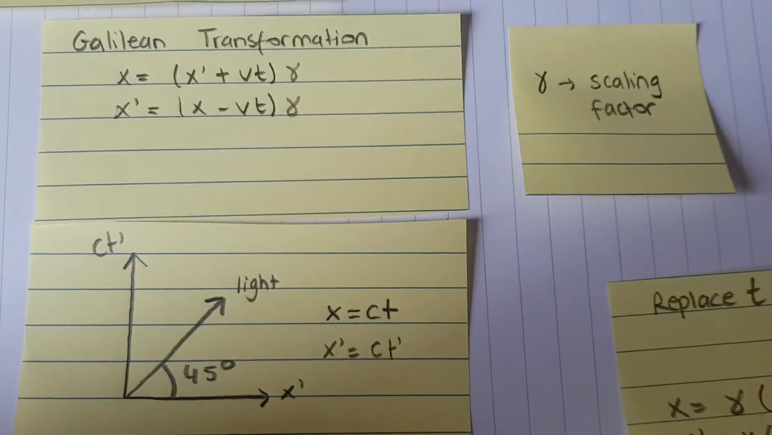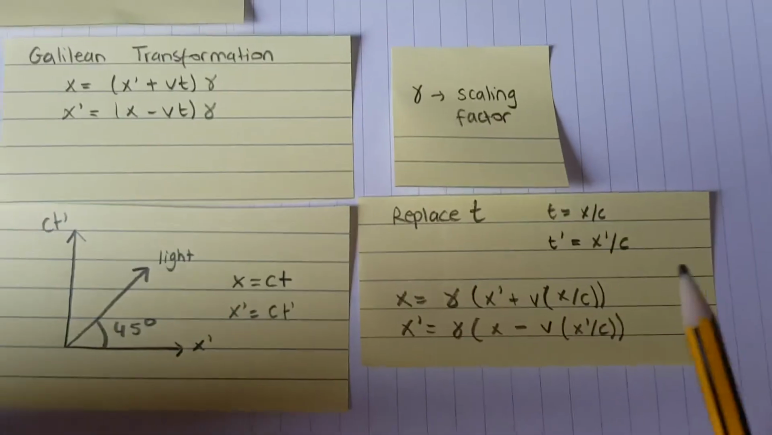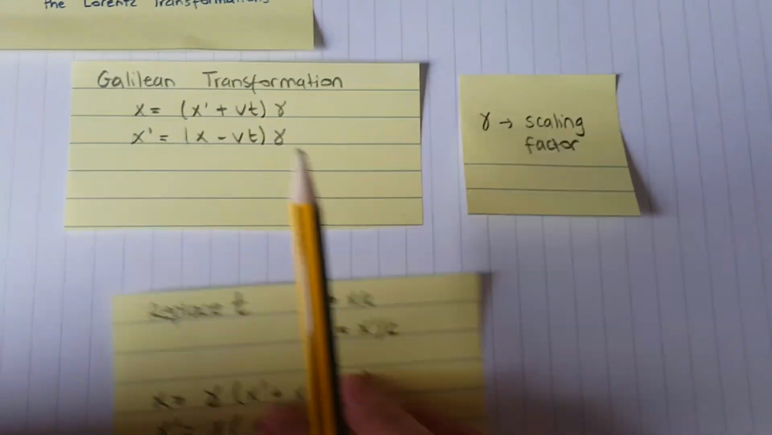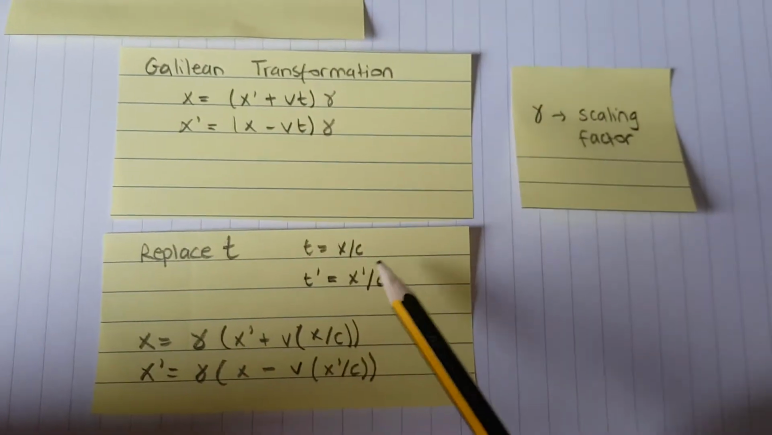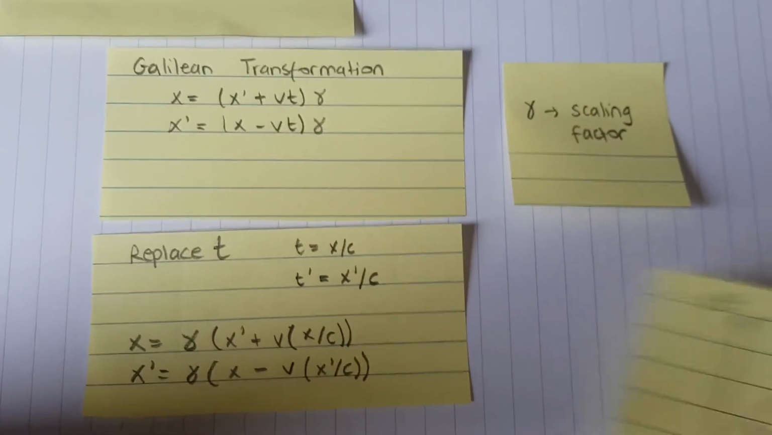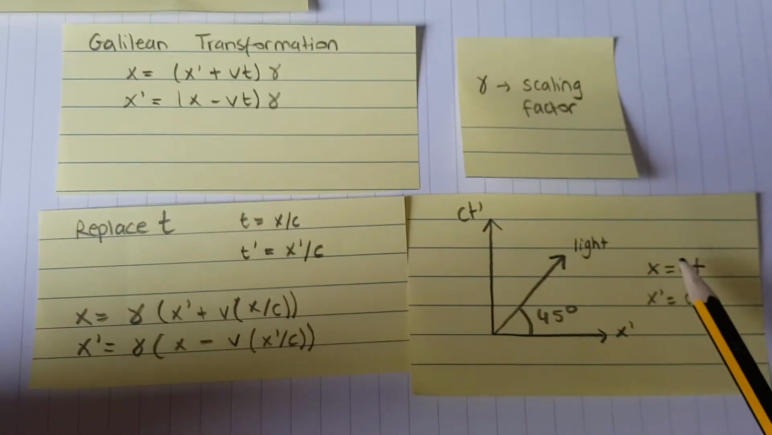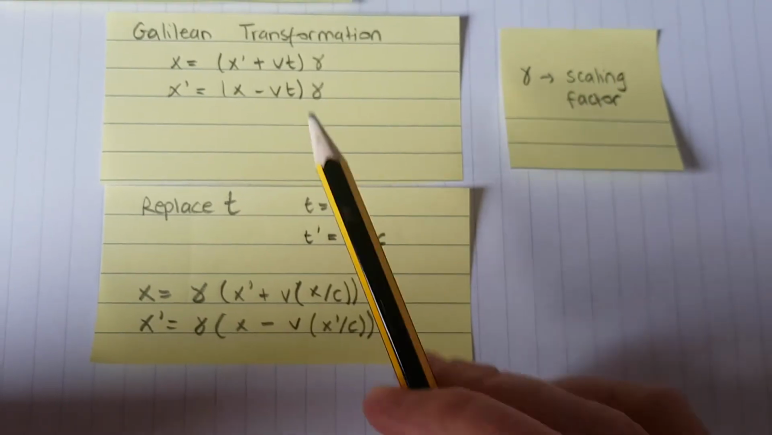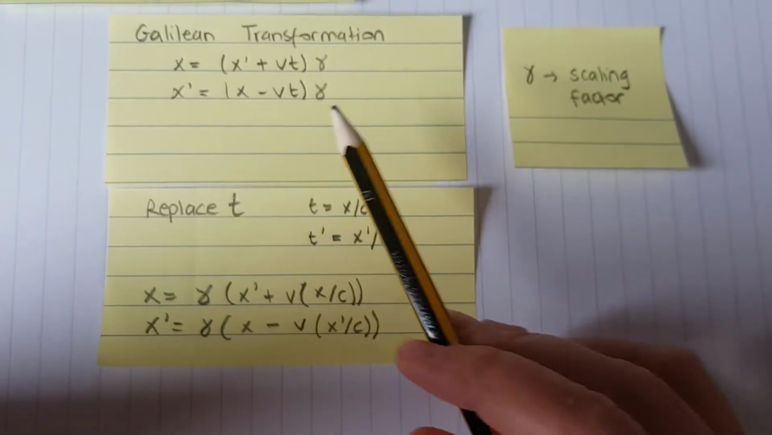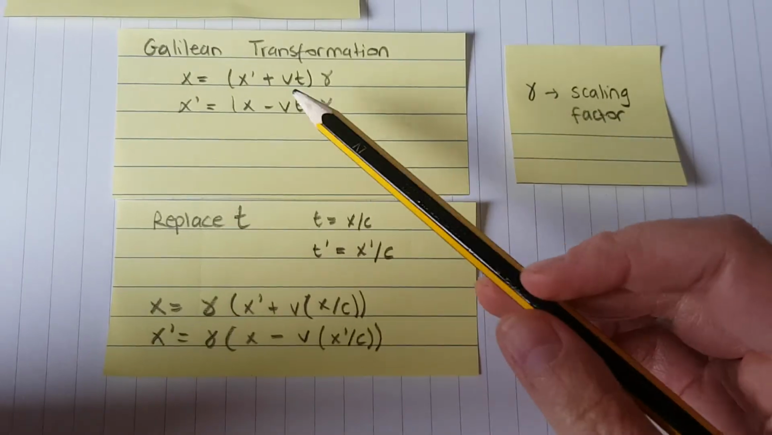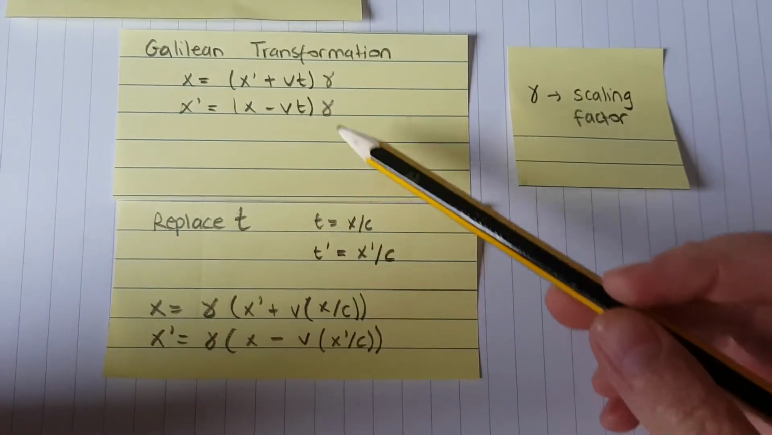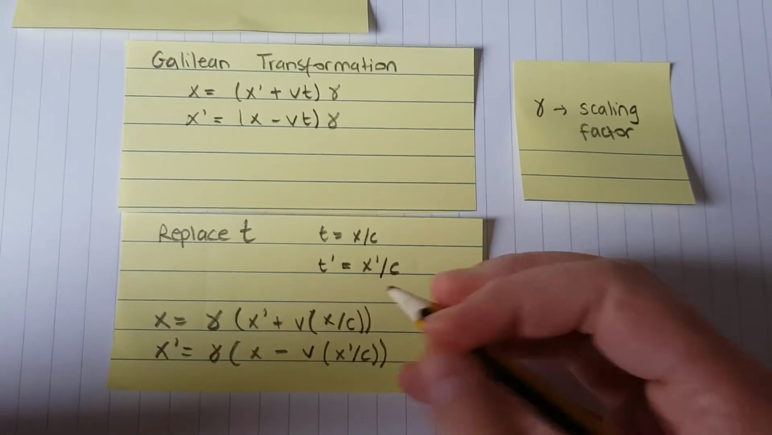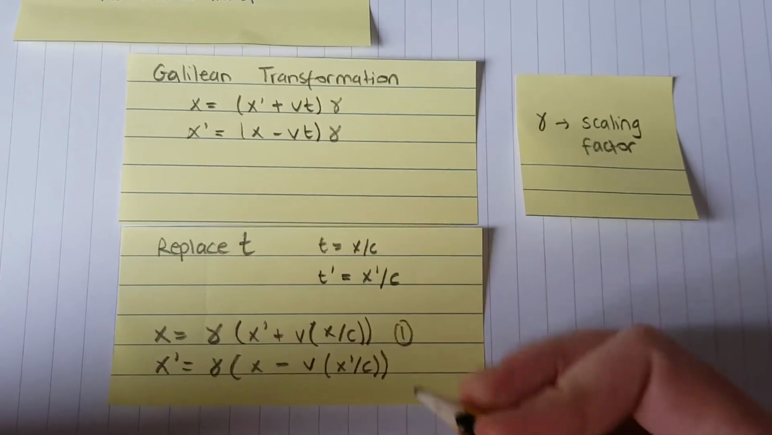So what you need to do next is replace t. You take these equations, and all you do is replace t, because we had the two equations. This is the same equation from here, just written in a slightly different format. So you replace t in them for those. As you can see, the t here changed to x over c, and the t here changed to x prime over c. Brilliant. We're going to call this equation number 1, and we're going to call this equation number 2.